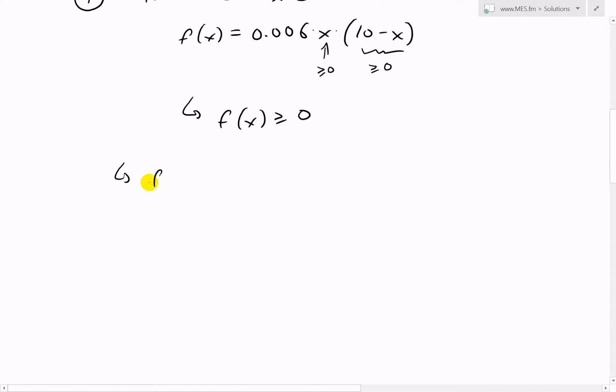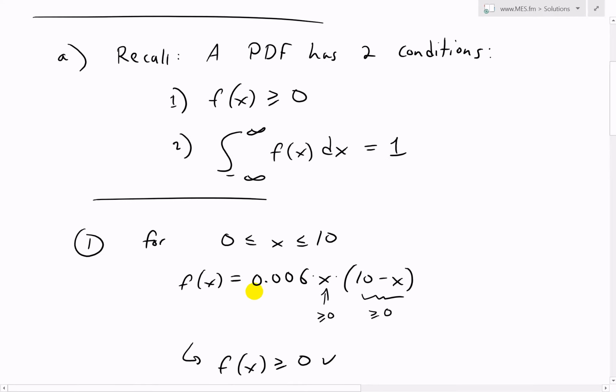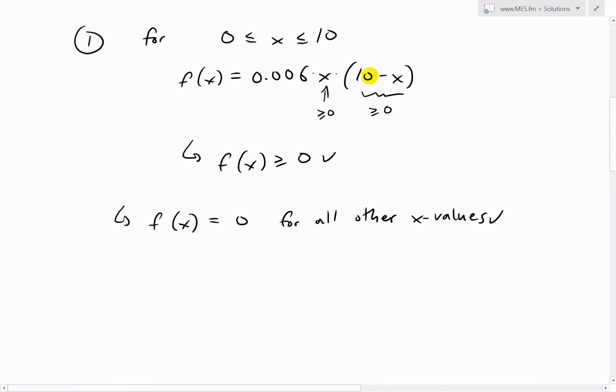We also know that f of x is equal to 0 for all other x values, and since it is equal to 0, that fits this case too. So this is also true. Basically, the first condition is met. Let's look at the second one.